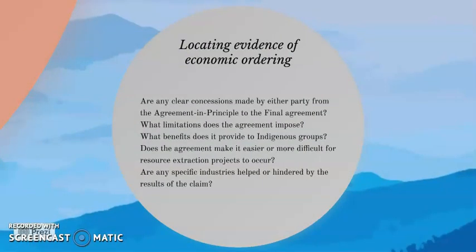So economic ordering, I understand in itself, is fairly vague. But there's several things I'll be looking for in these texts to locate evidence of economic ordering. For example, are there clear concessions made by either party between the first agreement and the final agreement? And do the agreements tend to impose economic limitations, or are there limitations to how the land can be used? Does the agreement make it easier or more difficult for resource extraction projects to occur? So especially looking at those up north, is there a pattern between our mining industries helped or hindered? And furthermore, are any specific industries helped or hindered by the results of the claim in general?